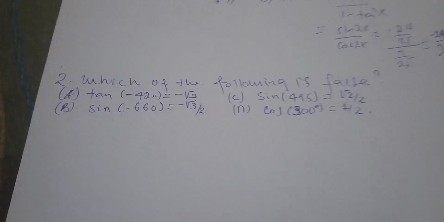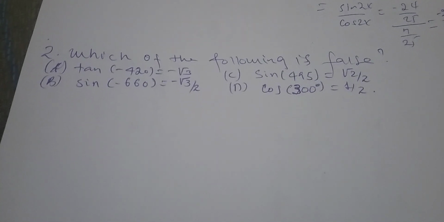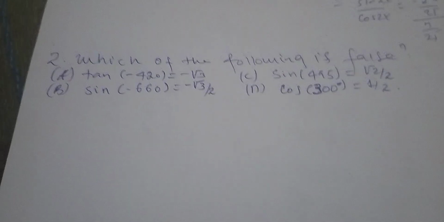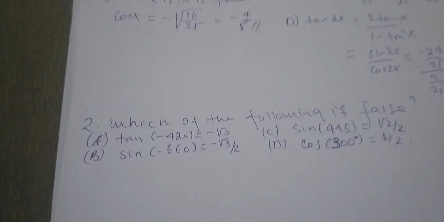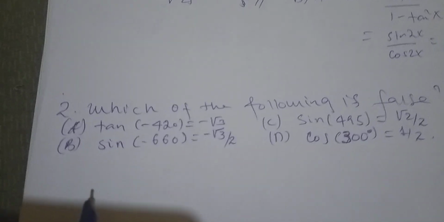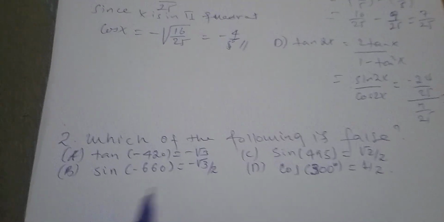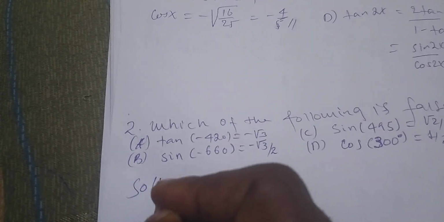Which of the following is false? Again, a question related to trigonometric functions. Which of the following is false? A. Tan of negative 420 is equal to negative root 3. Solution, how do you solve this question?